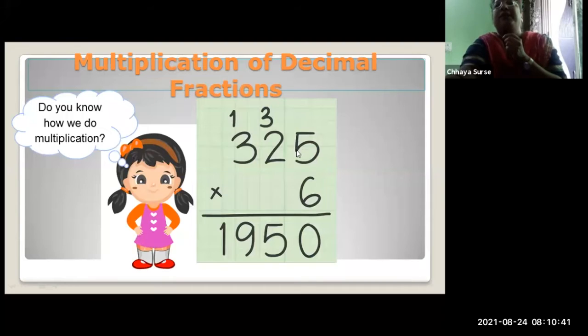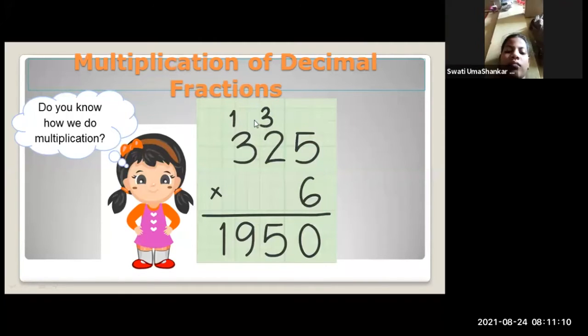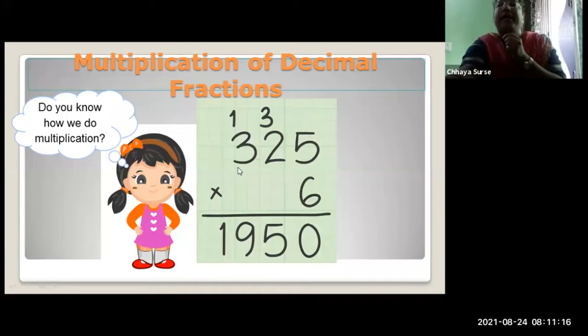So first, 6 multiplied by 5. 6 fives are 30. So 0 is here and 3 carrying over. Then 6 multiplying 2. 6 twos are 12, and with the 12 we add the 3. So 12 plus 3, 15. That's why we wrote 5 here, with 1 carrying over. Next, 6 threes are 18, and plus 1, 19.